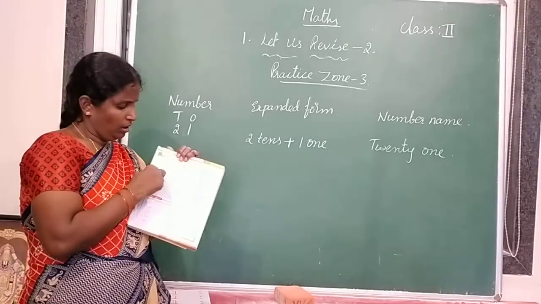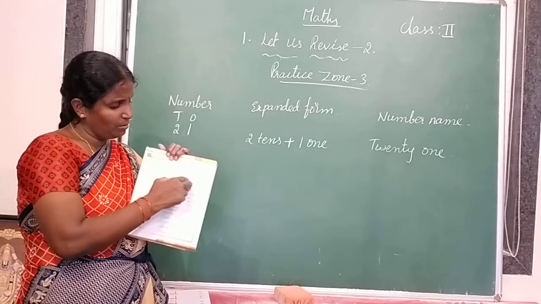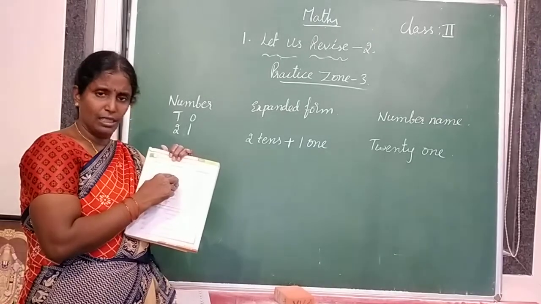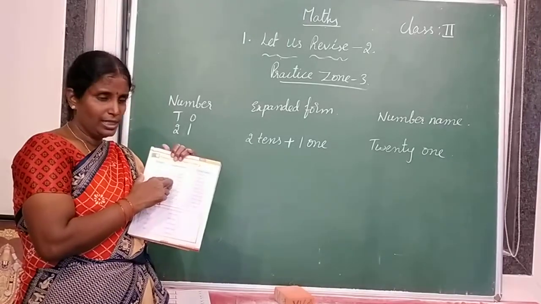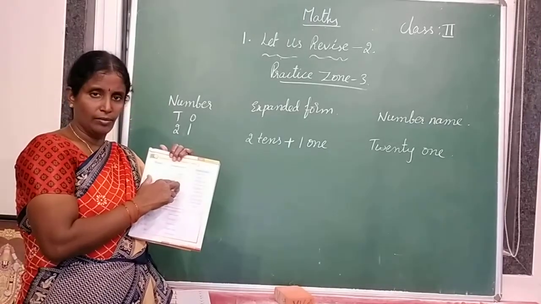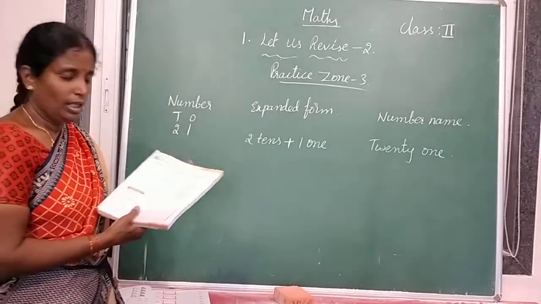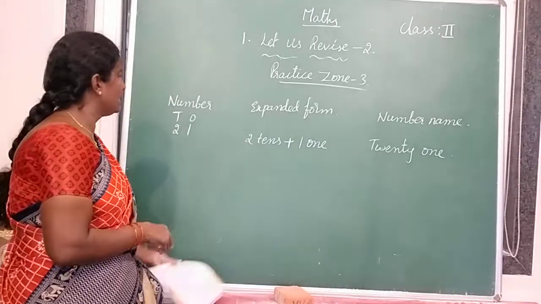Next, 23. Its number name is 23. It is 2 tens plus 3 ones. And next, 24: 2 tens plus 4 ones, and its number name is 24. Like that, 30 means 3 tens.